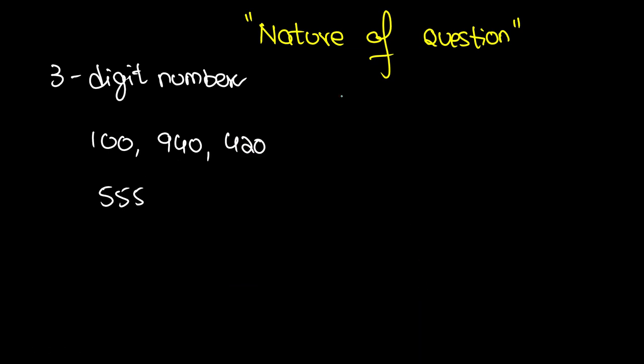By default, if it is not mentioned in the question, you can consider repetition allowed. I'm writing REP with a tick mark, meaning repetition allowed. And by default, you should understand a 3-digit number cannot start with 0. Starting with 0 is not allowed.